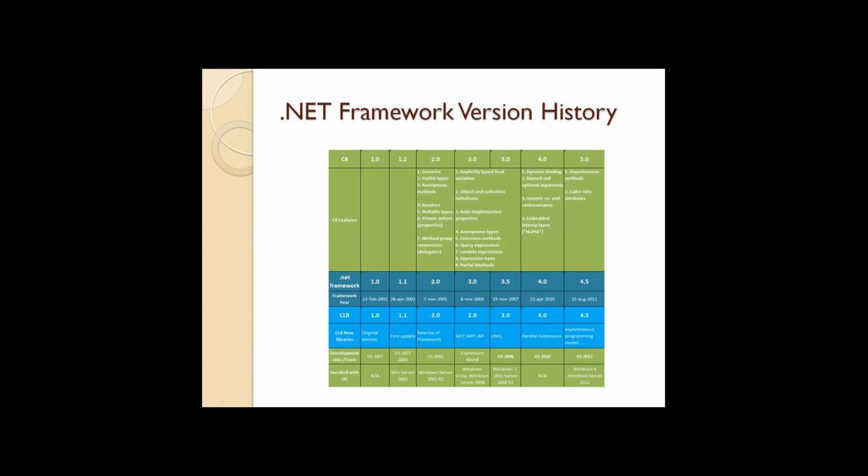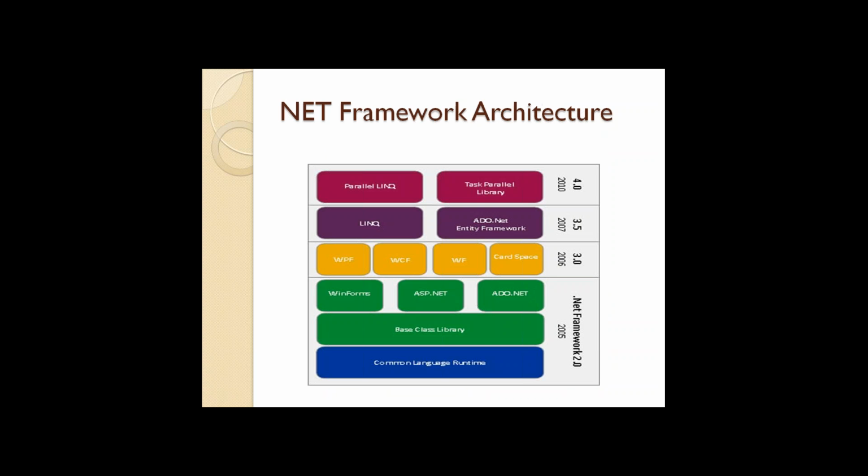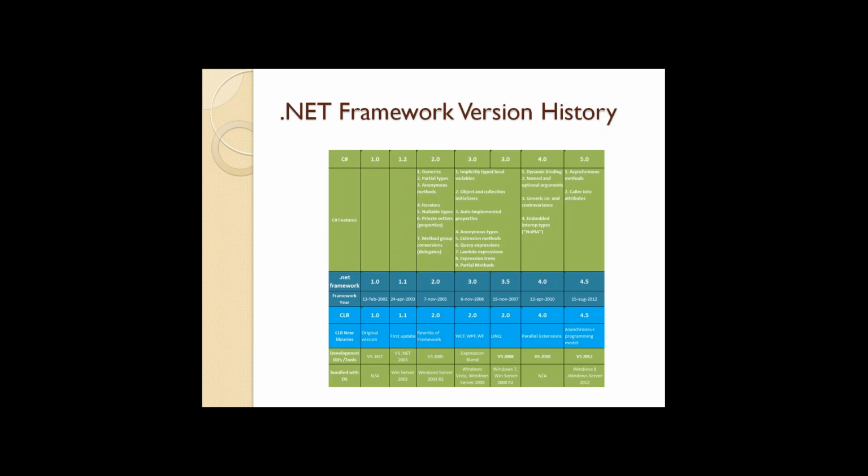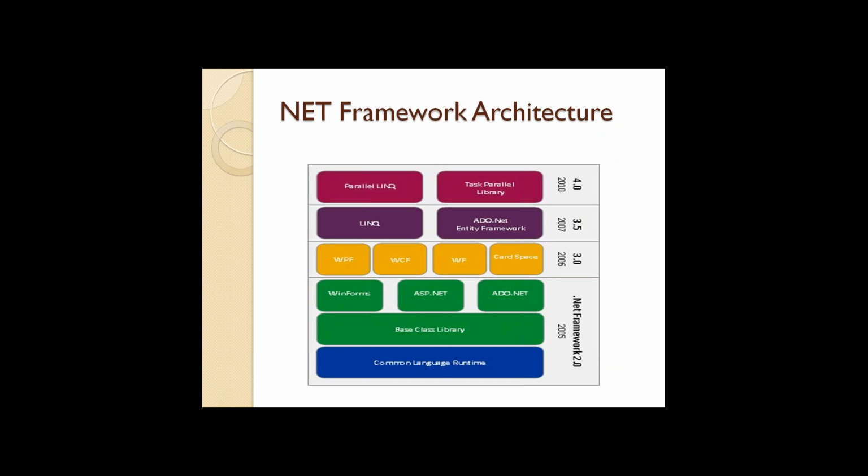The .NET Framework architecture. What is the .NET Framework, what are the versions, and what is the architecture? For example, I am not talking about 1.0 and 1.1 because they were not very successful versions. From 2.0 to 4.0 are the successful versions of the .NET Framework. So in 2.0, what is the architecture? In 2.0, which came in 2005, we have the common language runtime, CLR. CLR is responsible for execution of code. Without CLR, there is no .NET Framework.